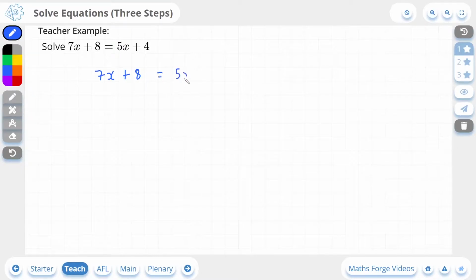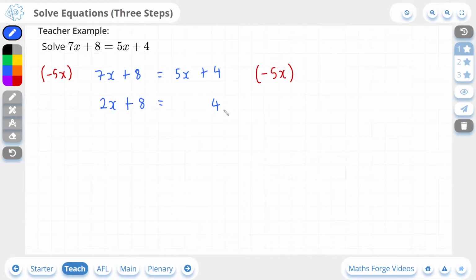So the rule of thumb is to get rid of the smaller x variable, and in this case, out of 7x and 5x, 5x is the smallest. So we're going to have to cancel this 5x first. And we do this by simply subtracting 5x from both sides. So now the 5x minus 5x gives us 0. We're left with a positive 4 here, which we can just write as 4. The 7x minus 5x is 2x, and then we still have the plus 8.